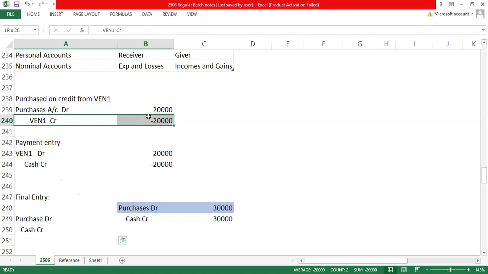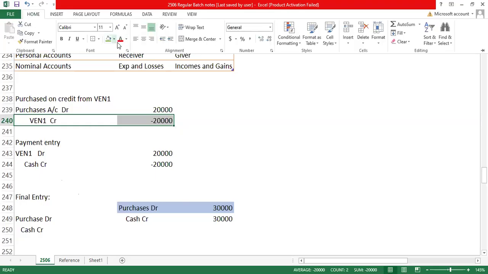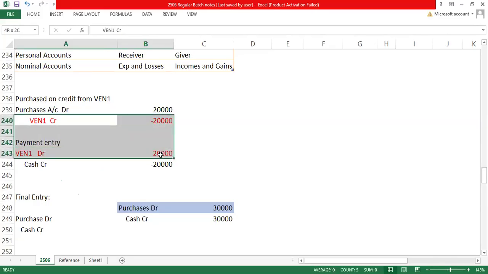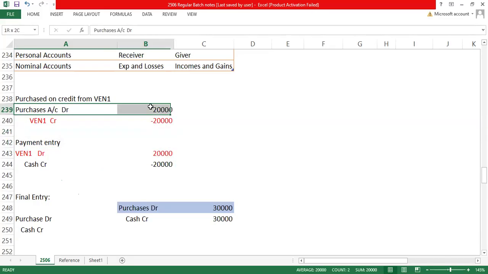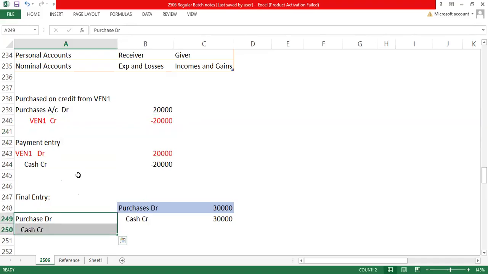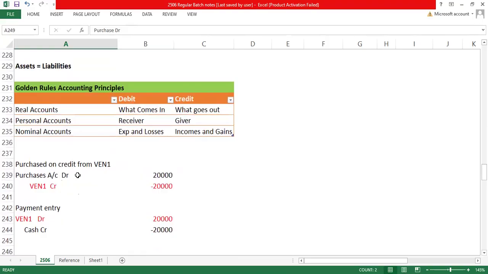The vendor credit here will get nullified with this. One debit and one credit will nullify. The remaining entries are purchase account debit, cash account credit. Exactly the same. This is how you will bring journal entries.